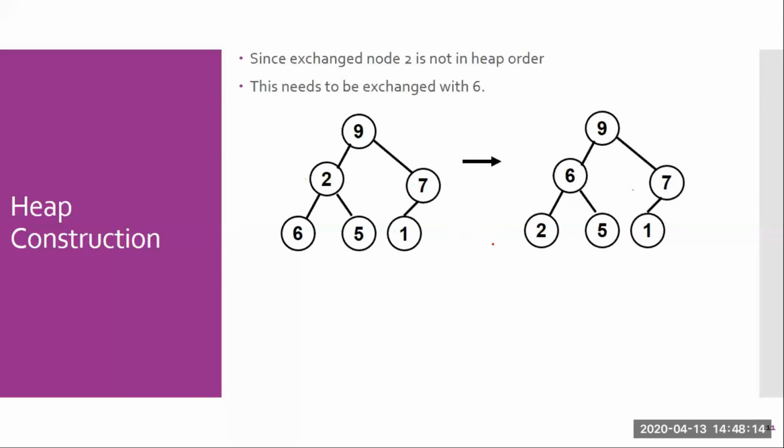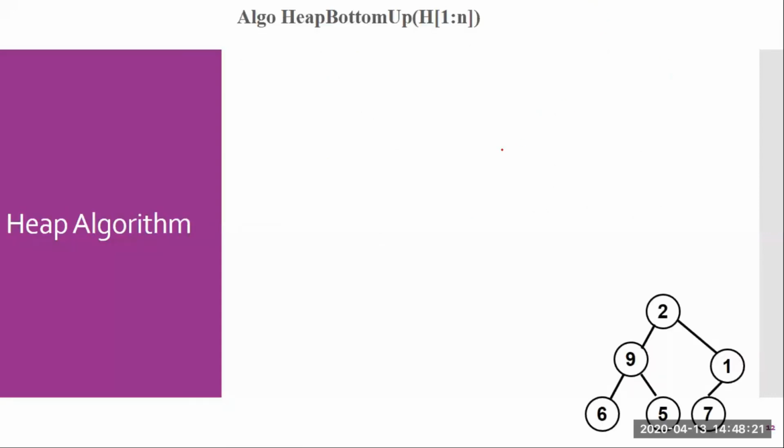Okay, so node 2 is not in order. It needs to be exchanged. Is 9 greater than 6 and 7? True. 6 is greater than 5, 2. 7 is greater than 1, 2. So parent dominance requirement is satisfied and shape requirement is also satisfied. So we can basically consider this as a heap. You understood how to create a heap given a set of numbers.